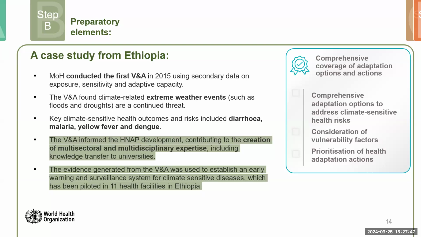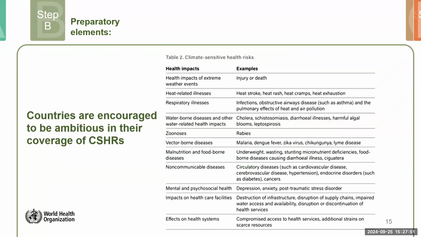So still on step B, which is the preparatory elements. As I mentioned earlier, it's recommended that countries are ambitious in coverage of the climate-sensitive health risks and are able to identify medium and long-term priorities and adaptation actions to address these. It can still be prioritized if you have not covered it in your initial work, but if it is not included, then there's no record of it. And so it is important that these are considered. We may not be able to specifically address them within the HNAP, but at least we should have actions that aim to address them in line with building health systems resilience.